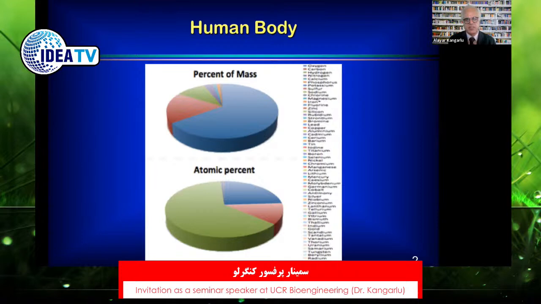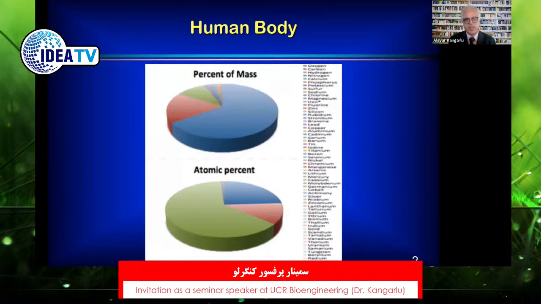But this is kind of a misrepresentation because of the relative mass of oxygen to hydrogen, which is a factor of 16. If you draw this pie chart by atomic percent, the number of atoms, the green color represents hydrogen, and hydrogen is by far, in terms of numbers, the largest number of atoms in the human body. Besides oxygen, hydrogen, and carbon, basically all the other elements in the periodic table are found in trace amounts.